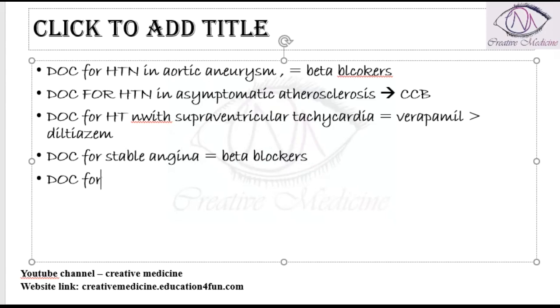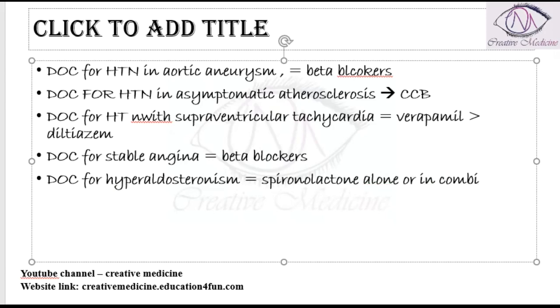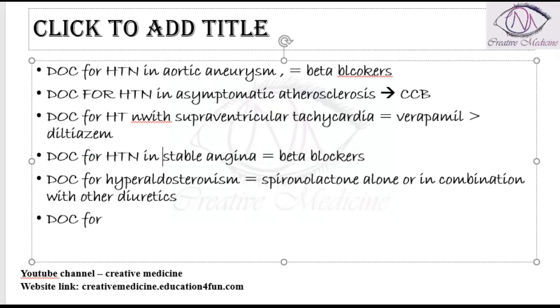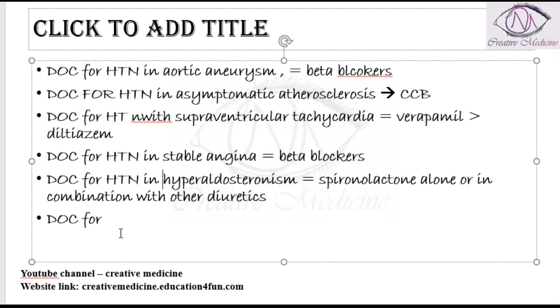Then the drug of choice for hyperaldosteronism is spironolactone, which can be used alone or in combination with other diuretics. Drug of choice for hypertension in stable angina is beta blockers. Similarly, the drug of choice for hypertension in hyperaldosteronism is spironolactone.